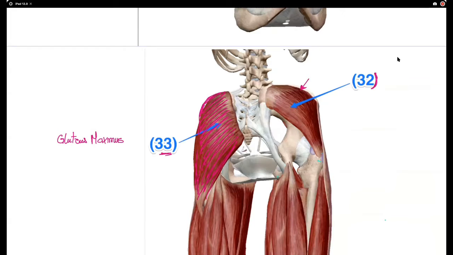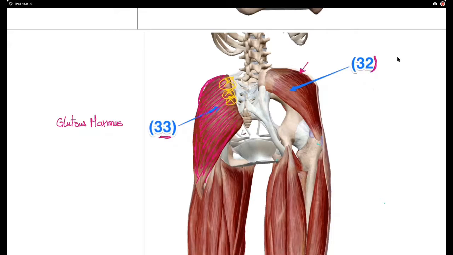If you remember, it's getting its origin here from the coxal bone and sacrum, and is inserted down here in the back of the femur. So it was pulling the thigh backwards, which increases the hip joint angle. So the primary movement that it performs was extension of the thigh at the hip joint.